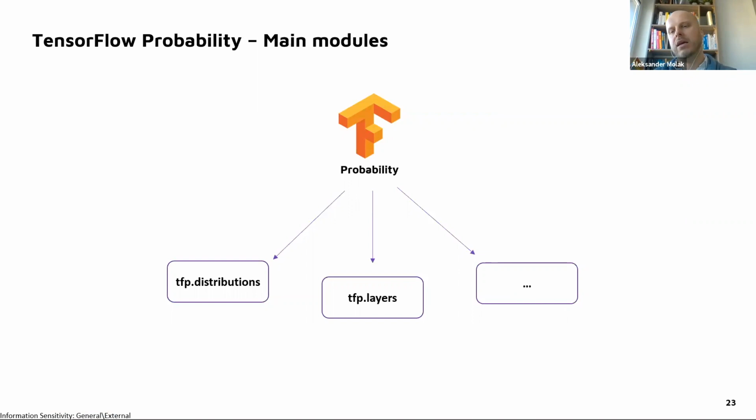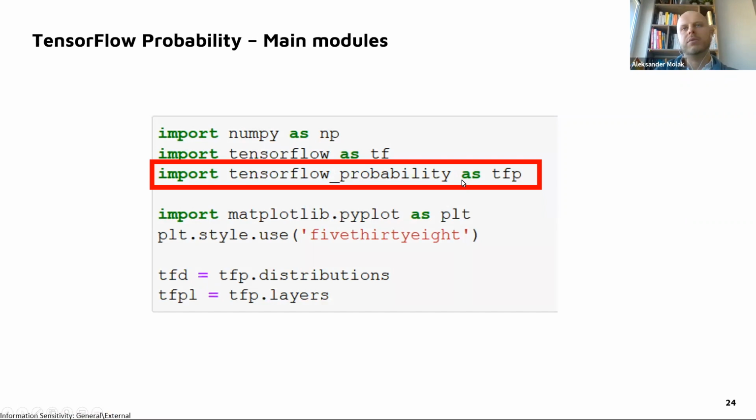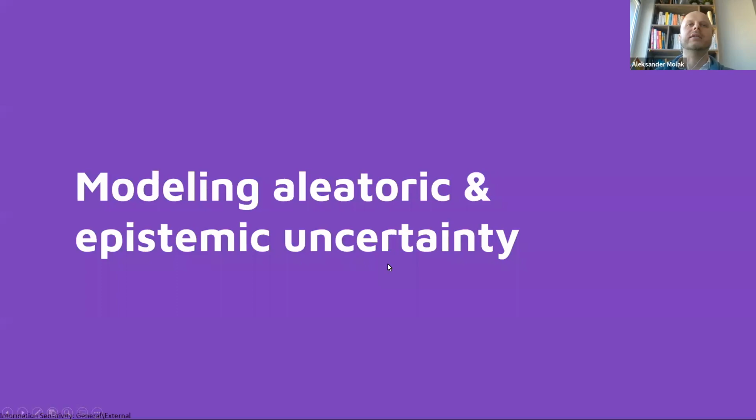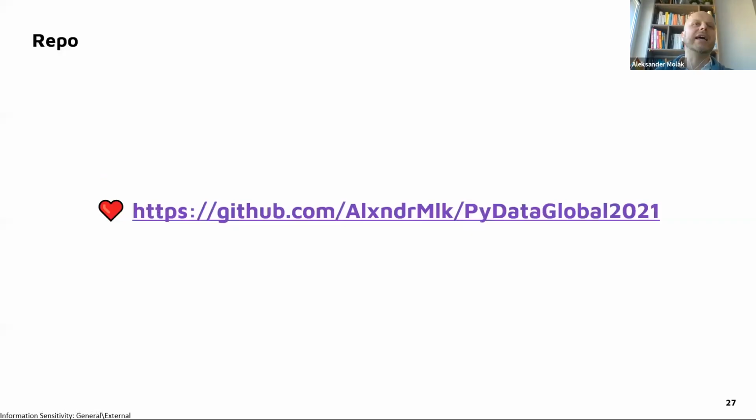So how do we import this? We just say tensorflow_probability. We conventionally import this as tfp, and then those two submodules that I mentioned, the distributions submodule and the layers submodule, are conventionally assigned to alias variables, which are tfd for distributions and tfpl for TensorFlow Probability layers. Okay, so now we'll go and see some code.